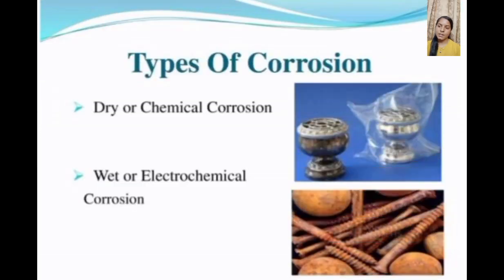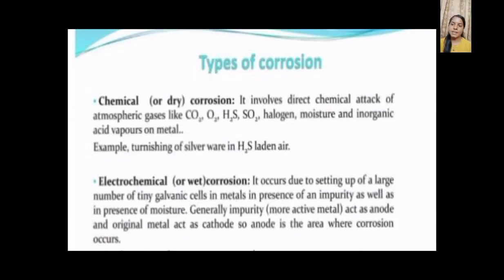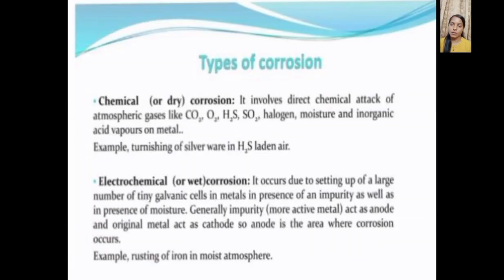Now let us see about the types of corrosion. Dry corrosion or chemical corrosion. Second one, wet corrosion or electrochemical corrosion. Firstly, let us see about the chemical or dry corrosion. It involves direct chemical attack of atmospheric gases like carbon dioxide, oxygen, hydrogen sulfide, SO2, halogens, moisture, and inorganic acid vapors on metal. Example for chemical or dry corrosion is tarnishing of silverware in hydrogen sulfide laden air.